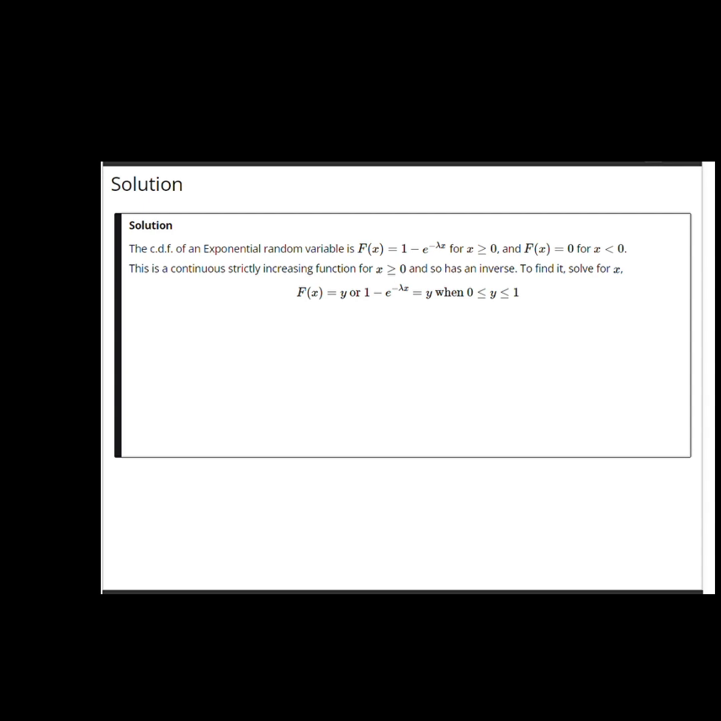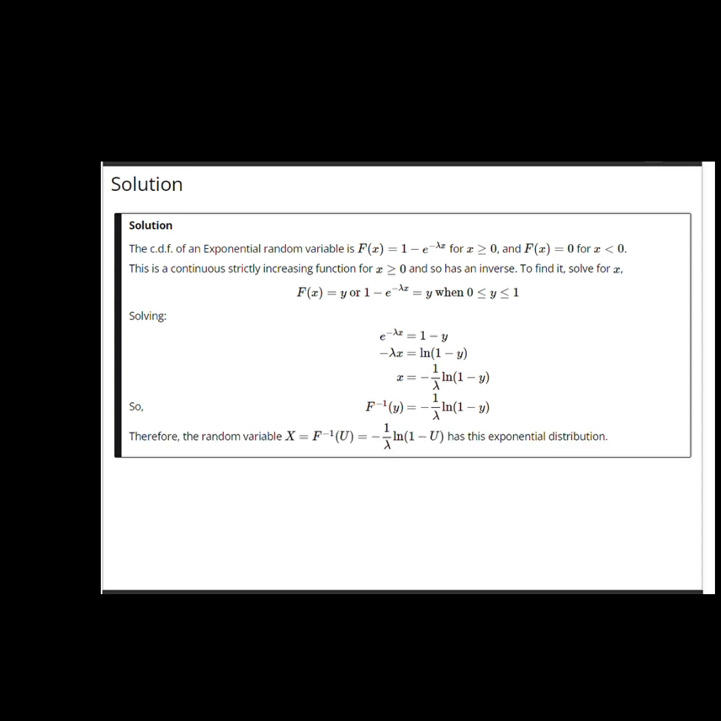To find the inverse, we need to solve the equation F(x) equals y for the value of x. And that becomes 1 minus e to the minus lambda x equals y. Y is some number between 0 and 1. When we solve this, e to the minus lambda x equals 1 minus y. Take logarithms on both sides. Minus lambda x equals log of 1 minus y. And finally, x is equal to minus 1 over lambda times the logarithm of 1 minus y. So the inverse function, F inverse of y, is minus 1 over lambda log of 1 minus y.